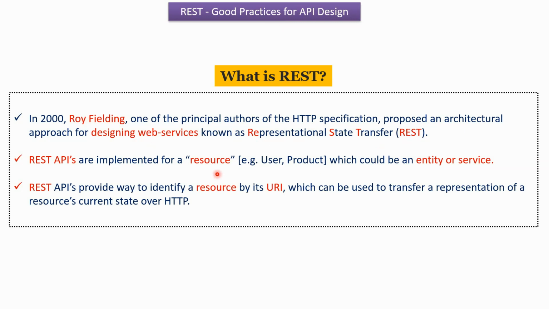REST APIs are implemented for a resource, which could be an entity or service. Examples of resources are user and product. REST APIs provide a way to identify the resource by its URI, which can be used to transfer a representation of the resource's current state over HTTP.